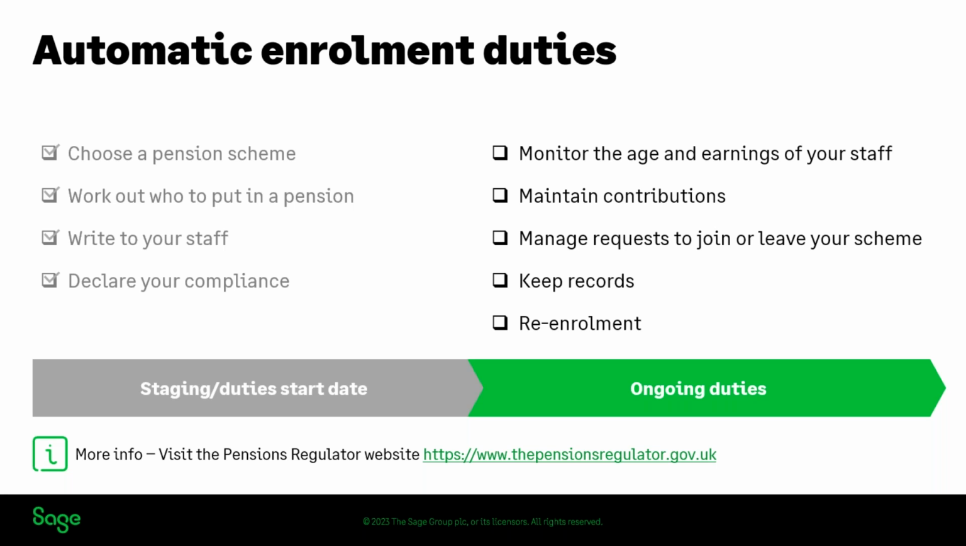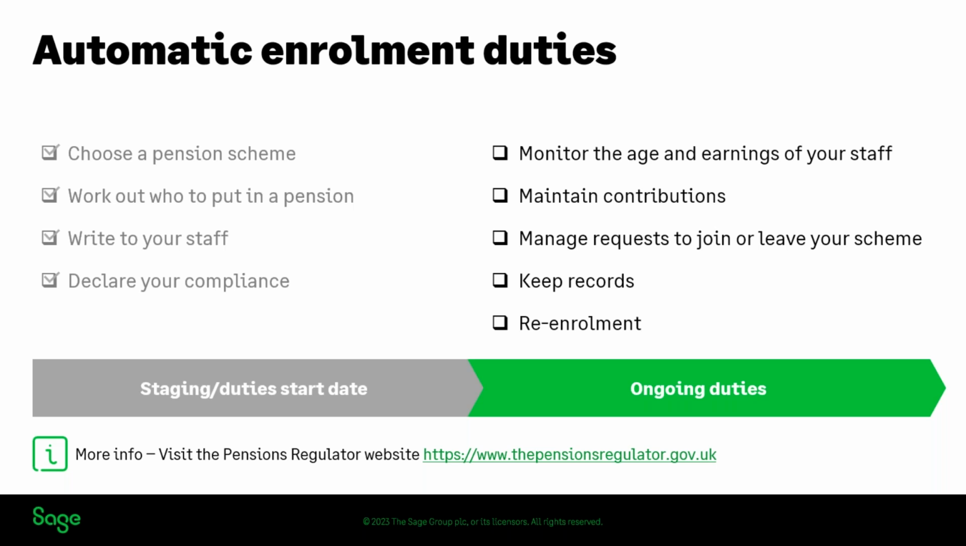You need to keep records to show how you've complied with the duties, and then every 3 years, you need to complete re-enrolment of staff that have previously left or opted out of a pension scheme. Re-enrolment is something that we cover separately in another session. We're actually doing that one tomorrow at 2 p.m. So if you want to know more about re-enrolment, get yourself signed up. Now, you can read more about these duties on the pensions regulator website. We put a link to that on the slide there.